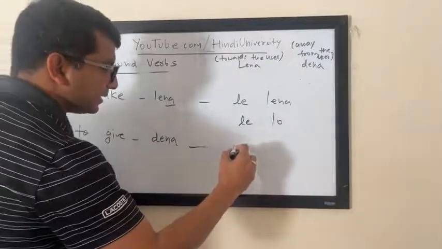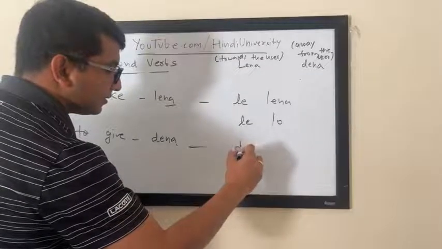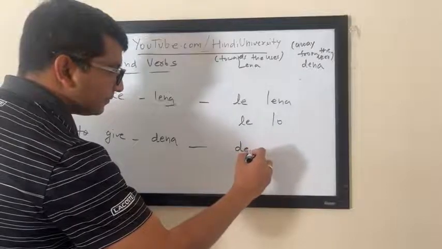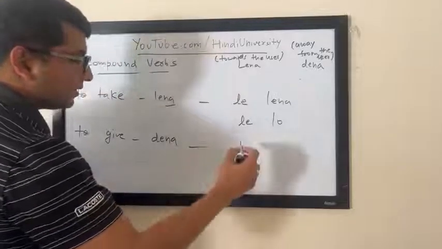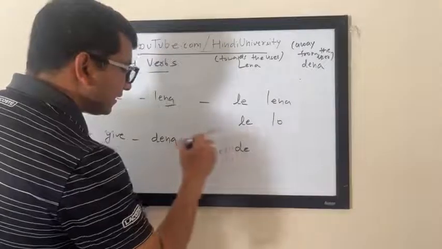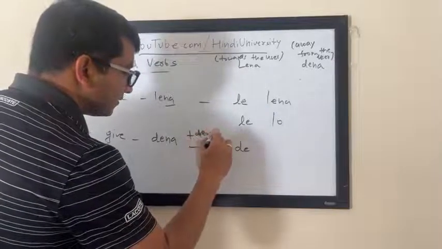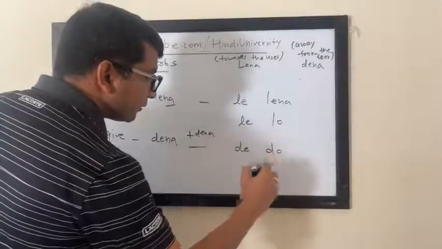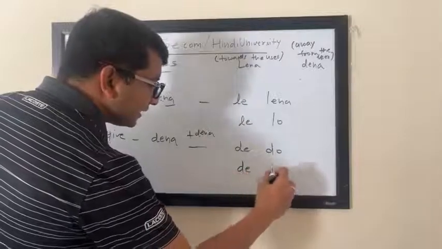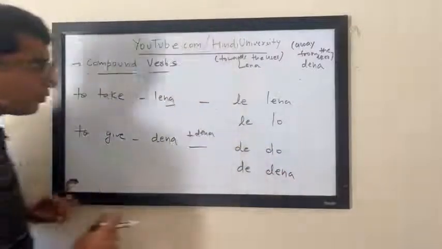And in this one, it would be De. Dena. Dedo. So Dena is used with Dena. As you said, it's Dedo. The imperative is dedo and the infinitive form is De. Dena. Okay, I hope it makes sense.